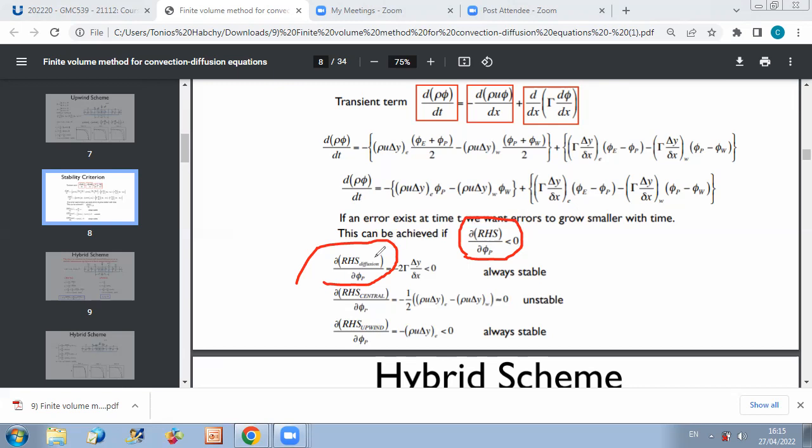Now, whenever you have convection, to account for convection, you can use the central scheme, or you can use the upwind scheme. The upwind scheme was shown to be more stable because when you derive the right-hand side of the upwind term, you get a negative result. However, for the central scheme, you get a result close to zero, which means that the central scheme is unstable. Now, what is the strategy to enhance the performance of the central scheme?